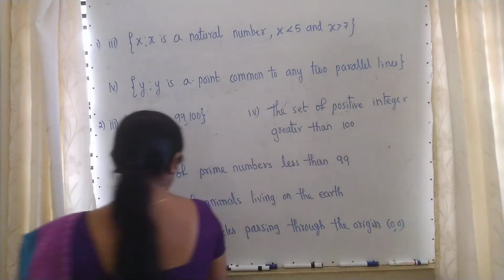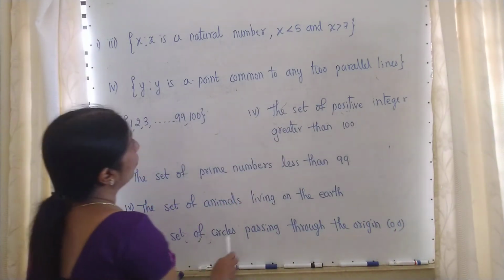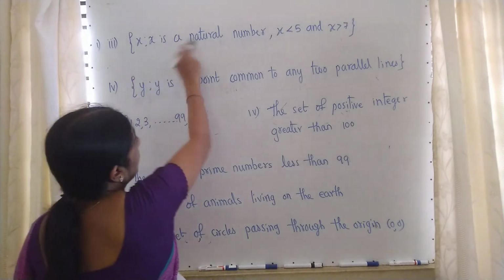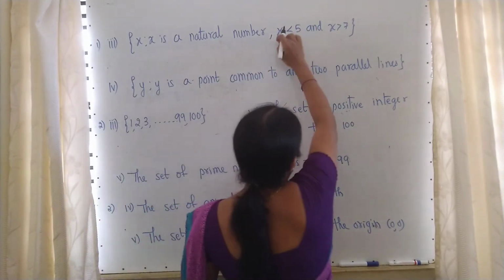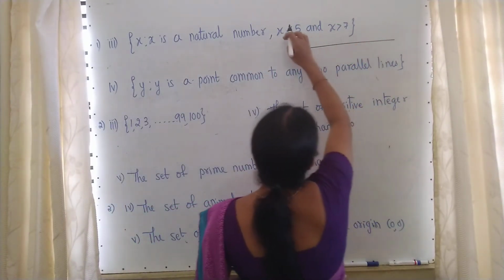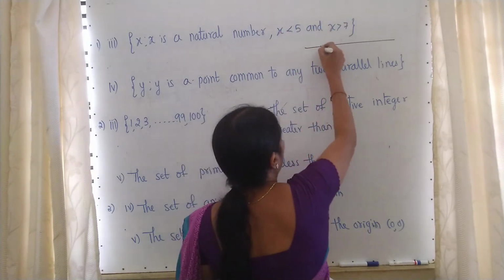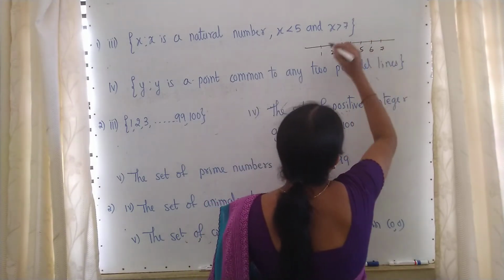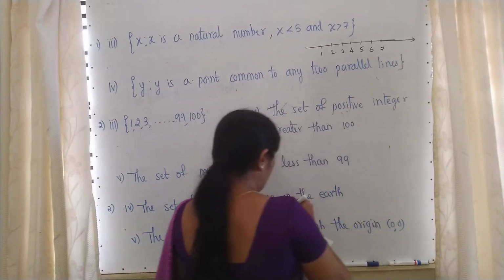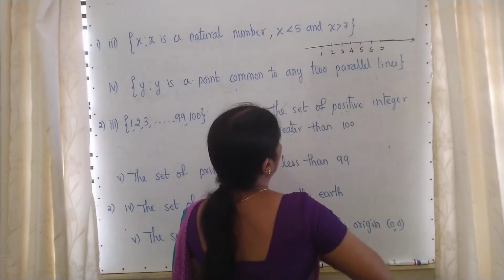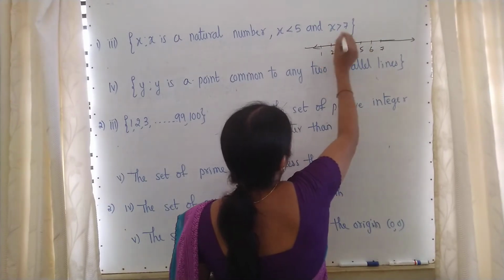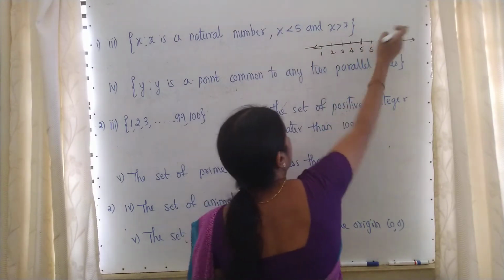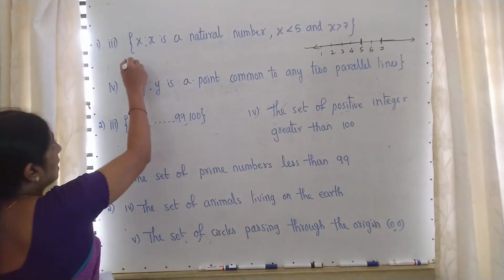See, in the first main question, you have to write whether the set is a null set or what. I gave two questions as homework. First one is x such that x is a natural number, applying the condition less than 5 and greater than 7. Greater than 7 means we are moving to the right side, less than 5 means we are moving to the left side. There is no common number, there is a gap between these two. We cannot write a number less than 5 and greater than 7. So which type of set is it? It is a null set.